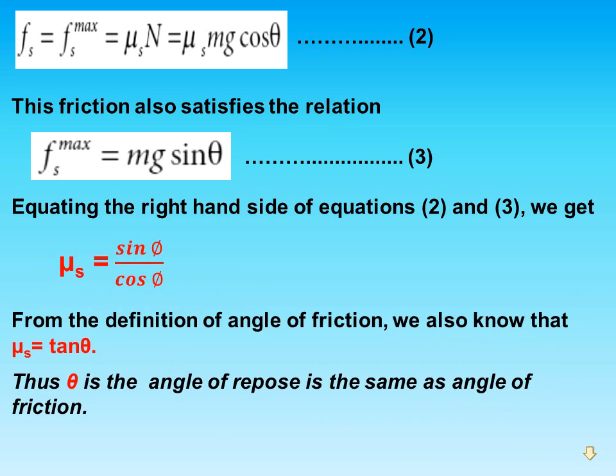From the definition of angle of friction, we also know that mu s is equal to tan theta. Again, we also receive the angle, which is tan theta. Thus, theta is the angle of repose and is the same as the angle of friction. So, angle of repose and angle of friction are equal.